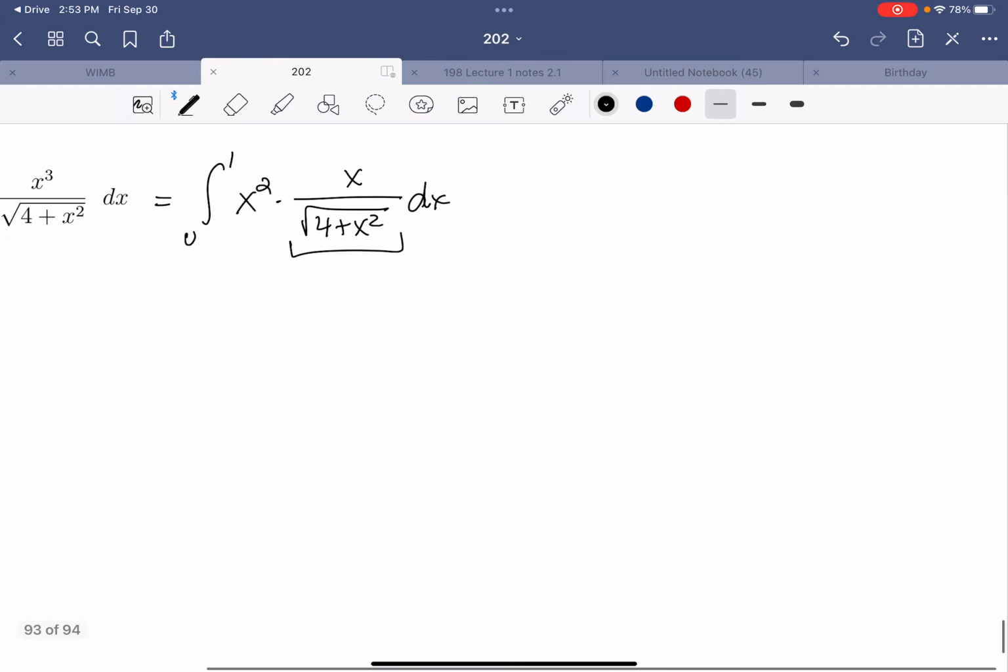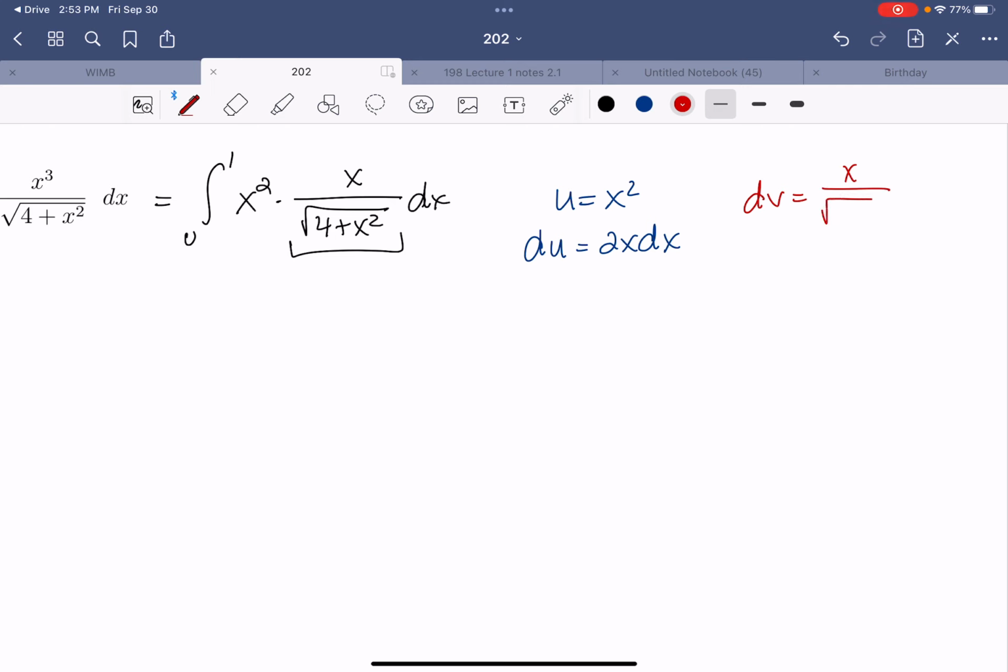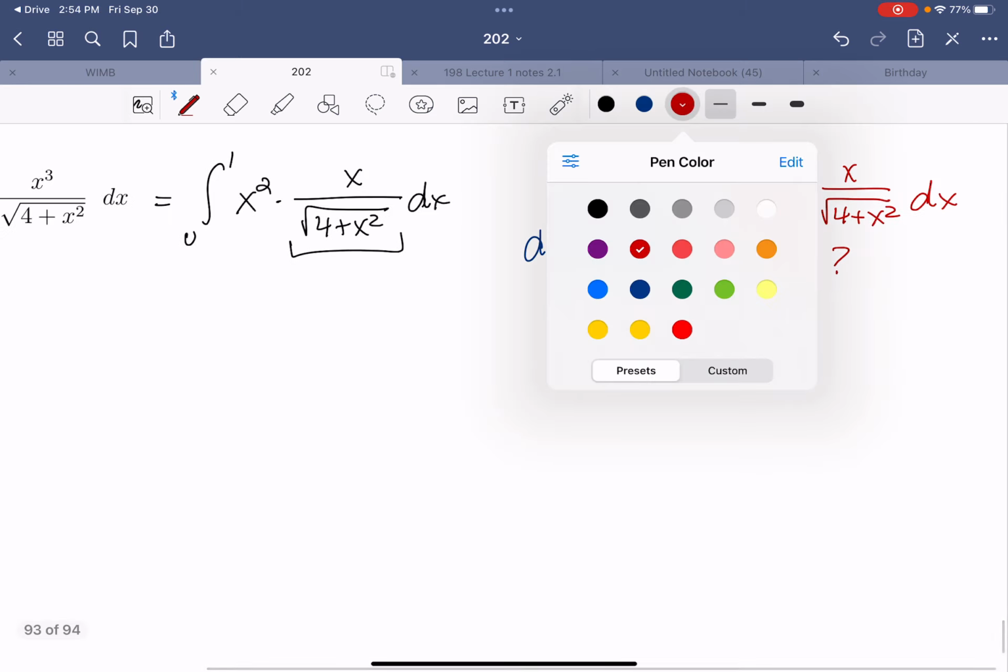Okay, so in that case, I'm going to make the x squared my u. Du then is 2x dx. Then my dv is x over square root of 4 plus x squared dx. Now, in order to get v, I need to do some work. I need to use a u sub.